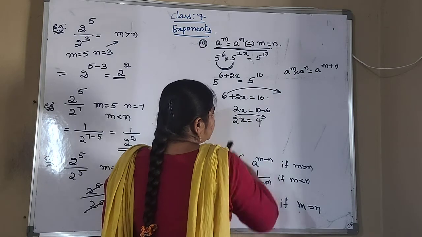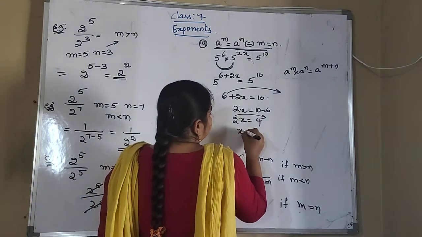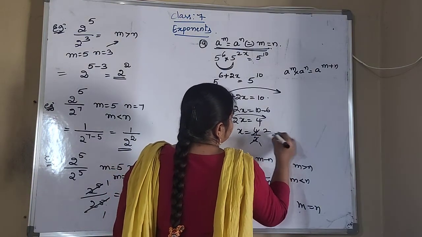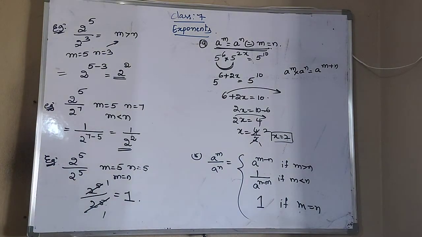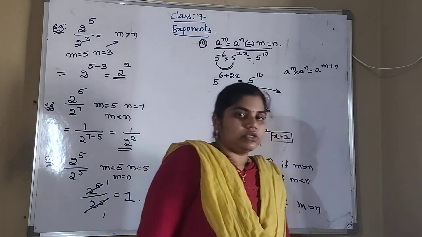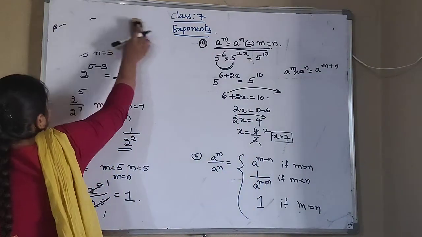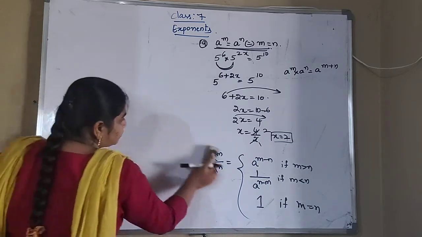If we transpose this 2 to the other side, it will be converted to division. So x is equal to 4 by 2, 2 twos are 4. So what is the x value? 2 you got. So whenever we are told to find the x value, we have to apply this formula, that is a power m equals a power n gives rise to m is equal to n. So there are 9 different formulas. Once again I am writing all the formulas on the board, you copy them in your class books.